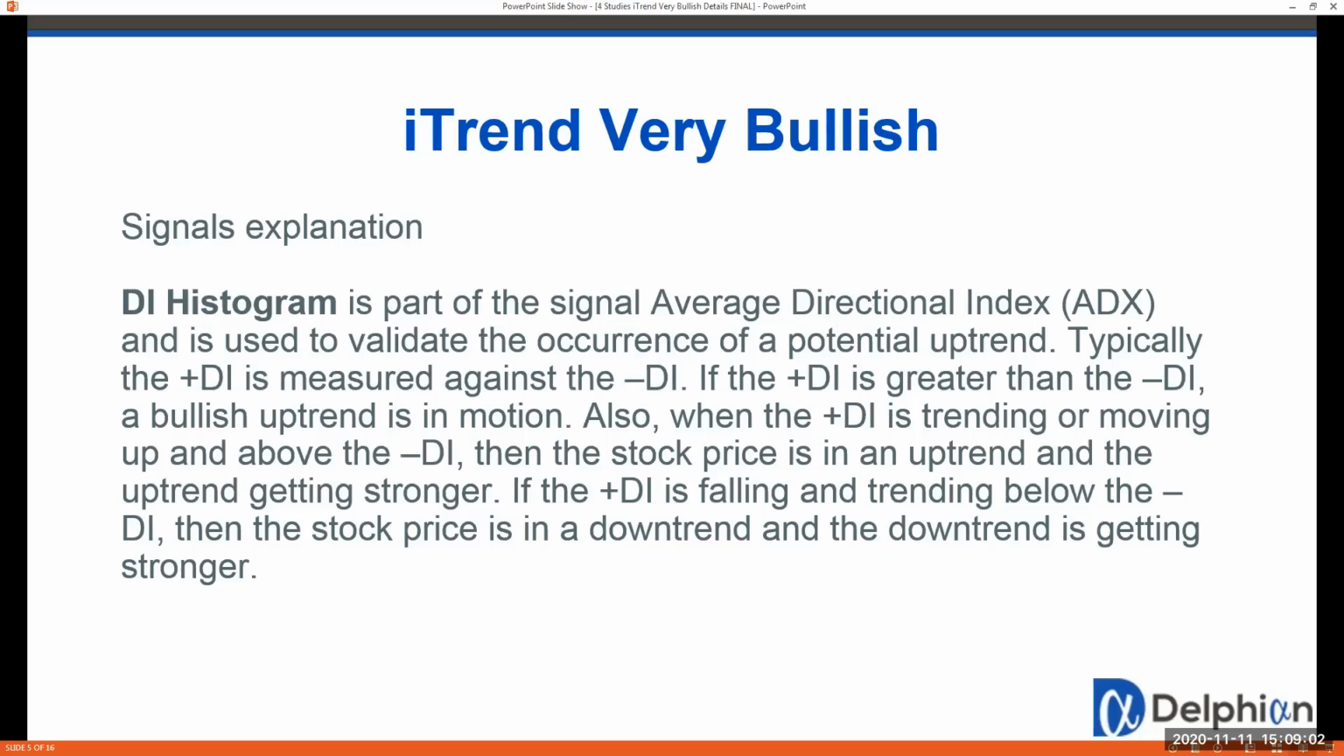And then when the positive DI is trending or moving up, and above the negative DI, that's when it's in the uptrend and the trend's getting stronger. However, if the positive DI is falling and trending below the negative DI, then the stock price is in a downtrend, and the downtrend should be getting stronger at that point.